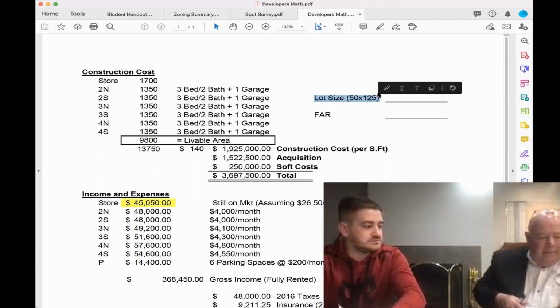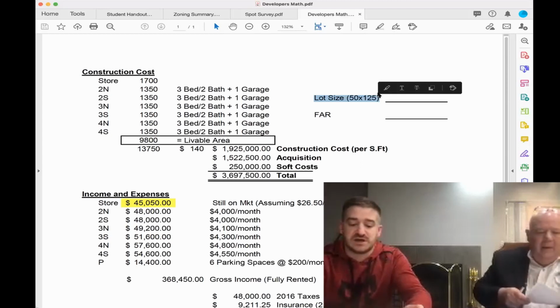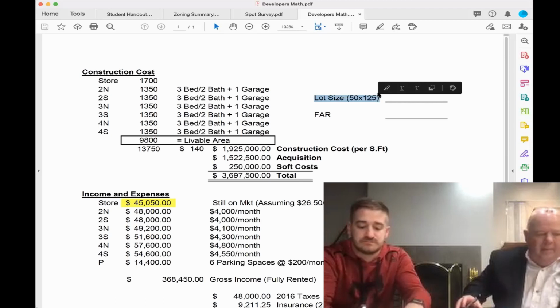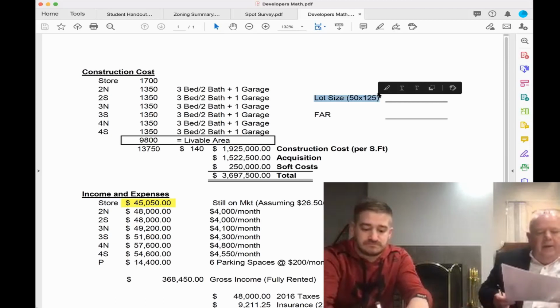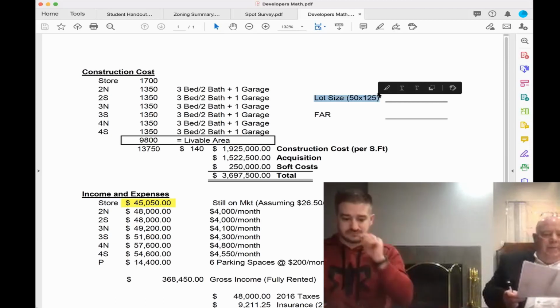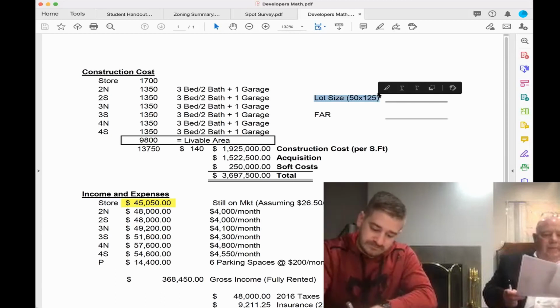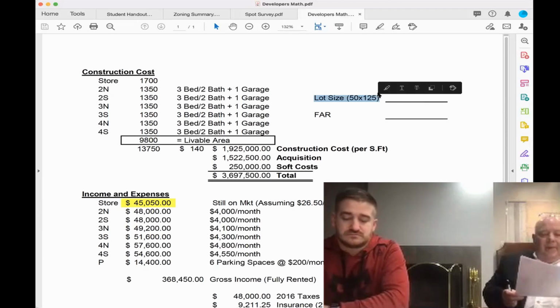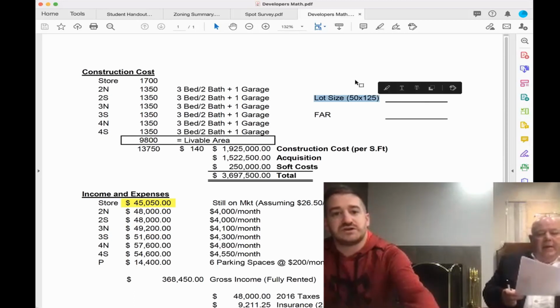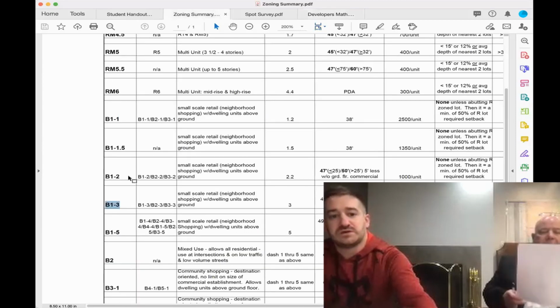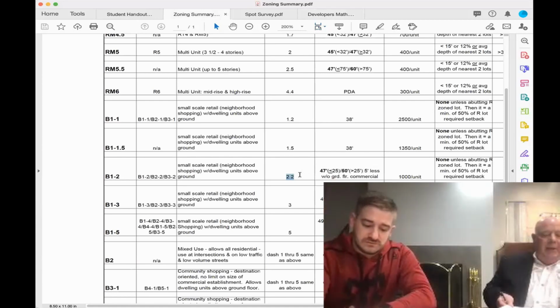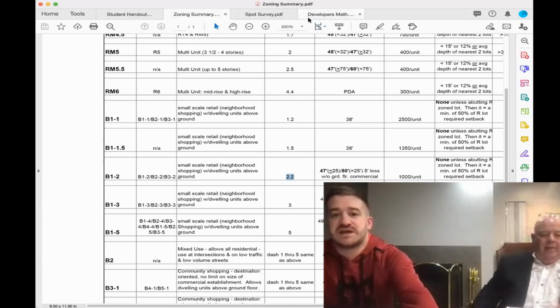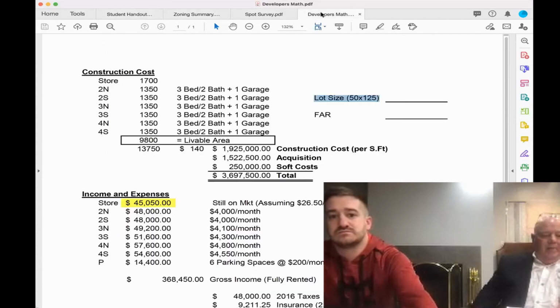Now, what is the FAR that they can build? You don't have the zoning in there. Oh, so it's B12. So what's the FAR in B12? You go to your zoning summary, then B12, and then you go two over. What is it? 2.2. That's correct. And so what's the maximum square footage that the building allows? It says 1,000 feet per unit.